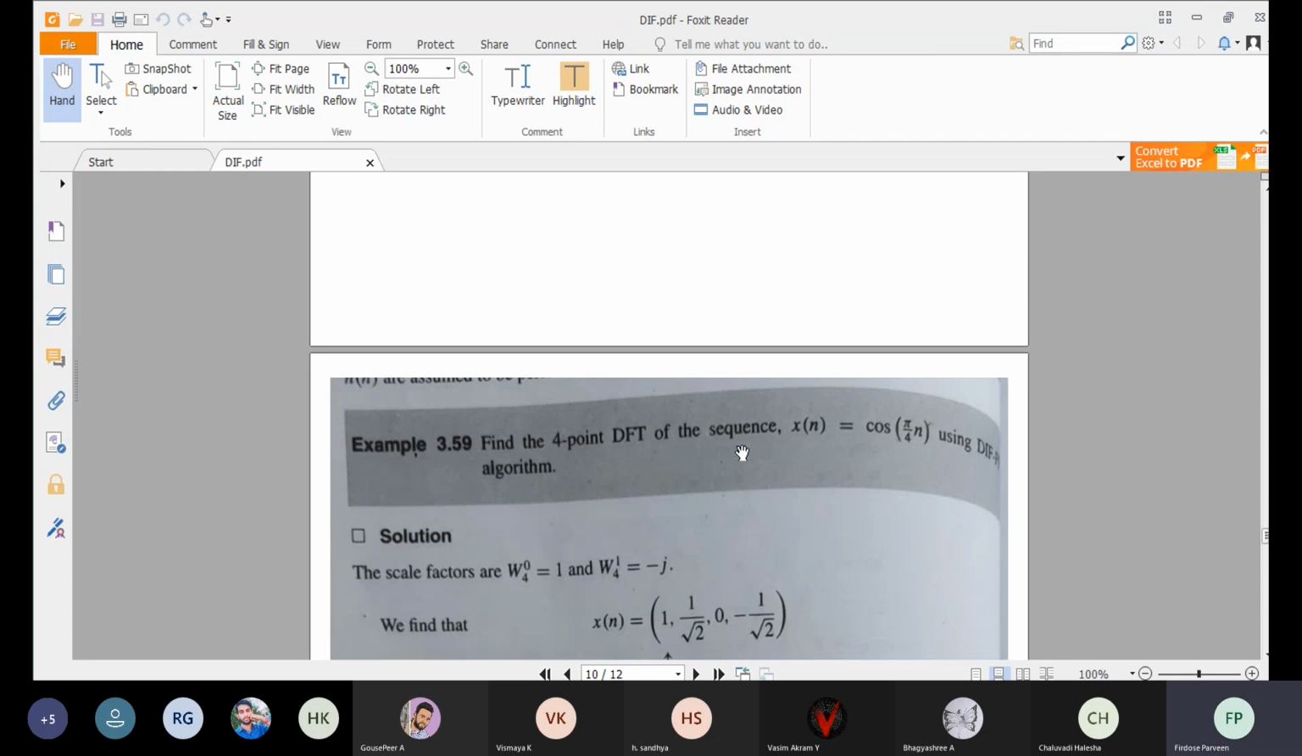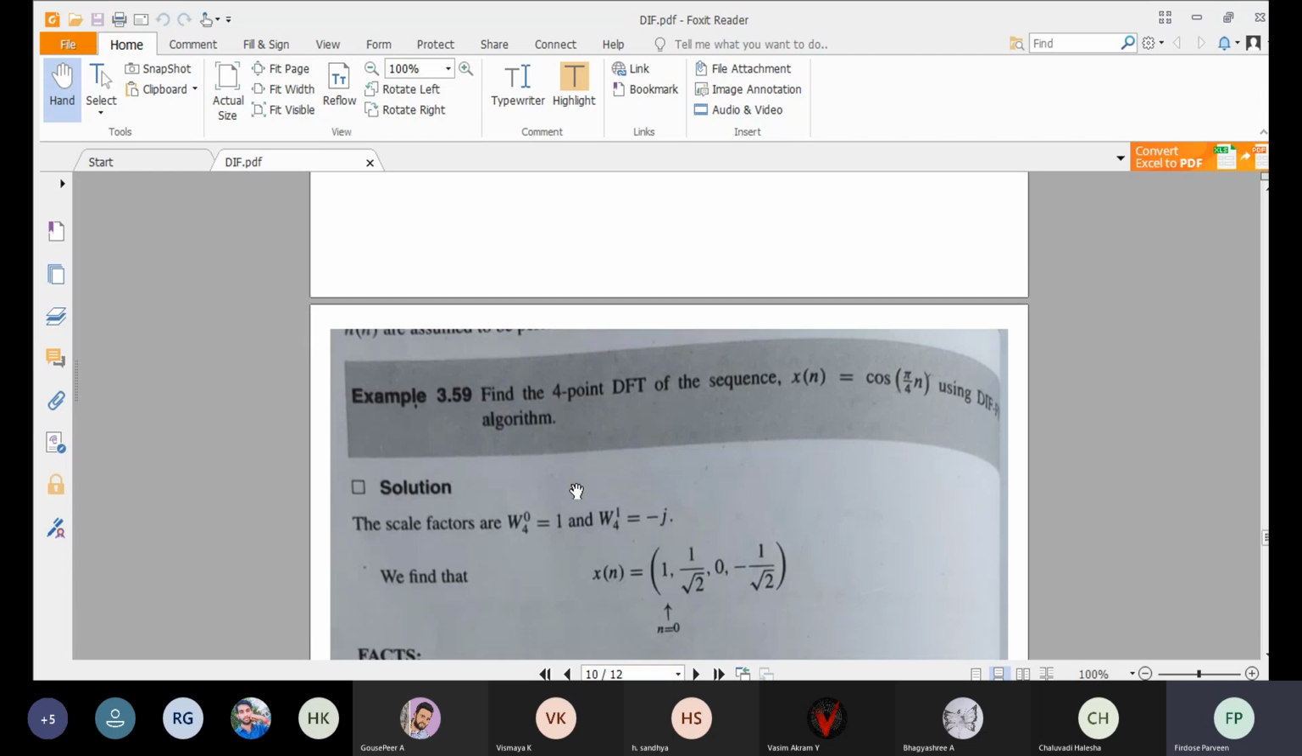Find the 4-point DFT of the sequence x of n is equal to cos of pi by 4 into n using DIF FFT algorithm. So what they have given? X of n they have given. It is 4 point. So what you have to do? X of 0 you have to find out. X of 1 you have to find out. X of 2 you have to find out. X of 3. They have not given the sequence directly.